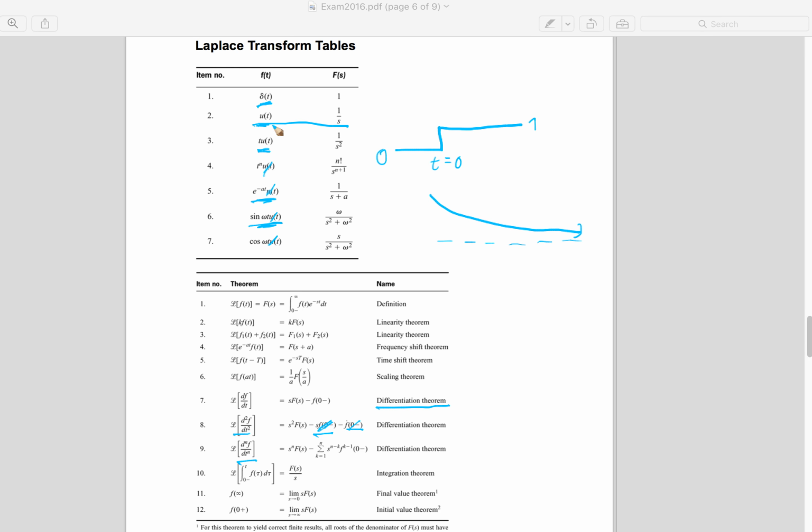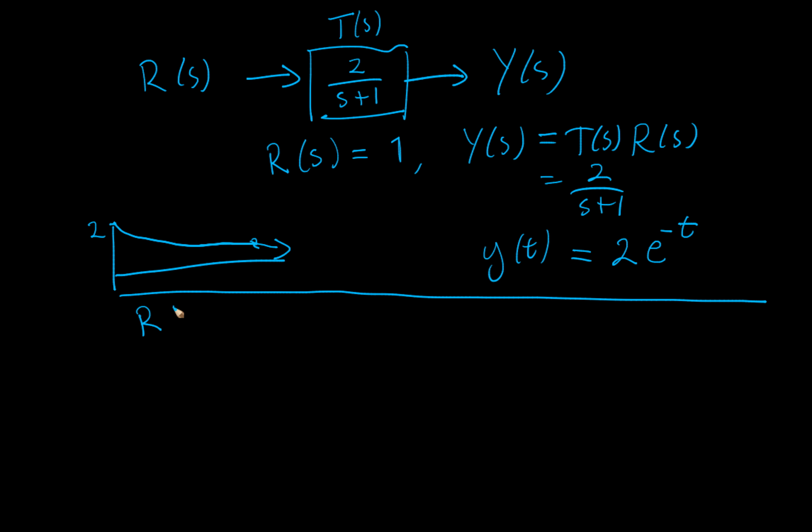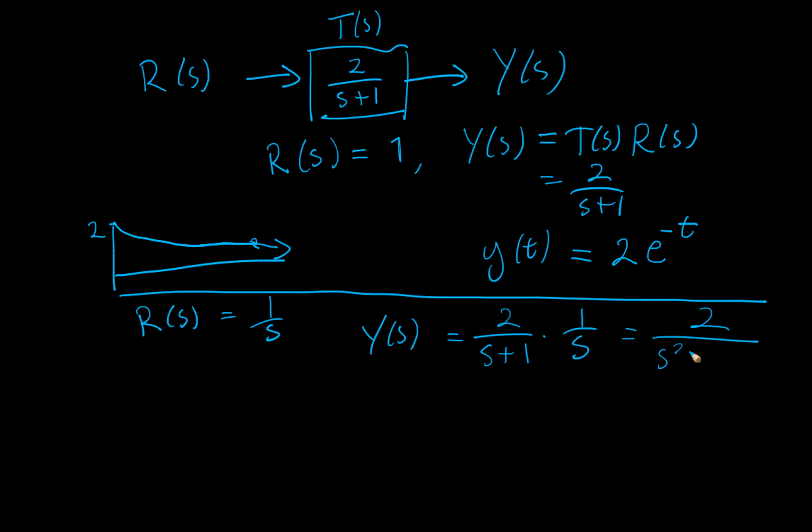Then the Laplace transform of a step change is 1 over s. So if we had a reference of 1 over s, then we're going to have Y(s) equals 2 over s plus 1 times 1 over s. Or we can write that as 2 over s squared plus s. And then how would we actually compute what the time response here is? Well, we do the partial fraction expansion of this.